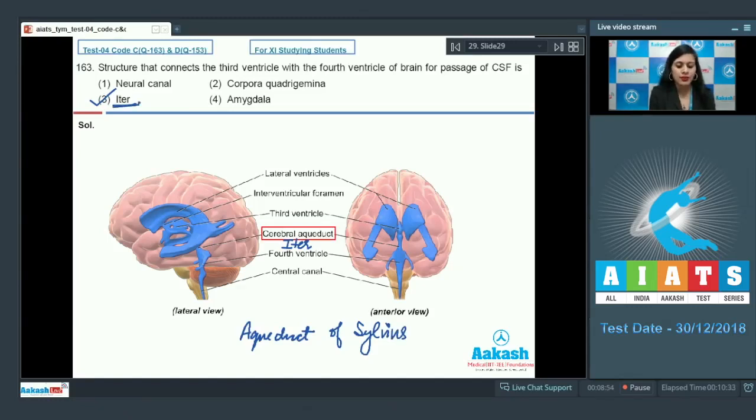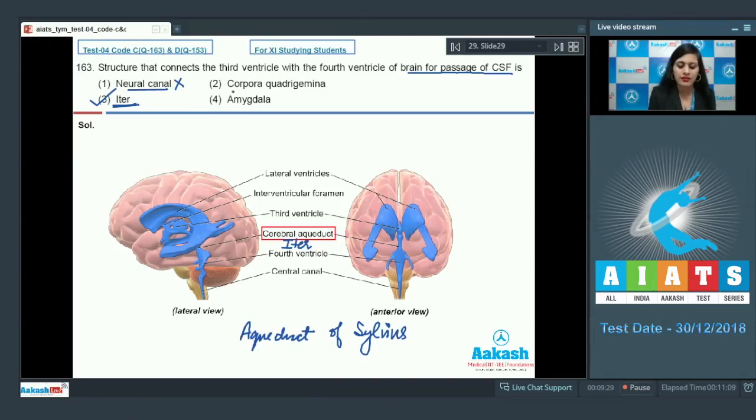So the correct answer is option number 3, aqueduct of Sylvius, which connects the third ventricle with the fourth ventricle and allows passage of cerebrospinal fluid. Let's discuss other options also. The very first option given is neural canal, and this is an incorrect option. Neural canal is a system of cavities that form the central canal of the spinal cord and doesn't connect the third ventricle with the fourth ventricle.